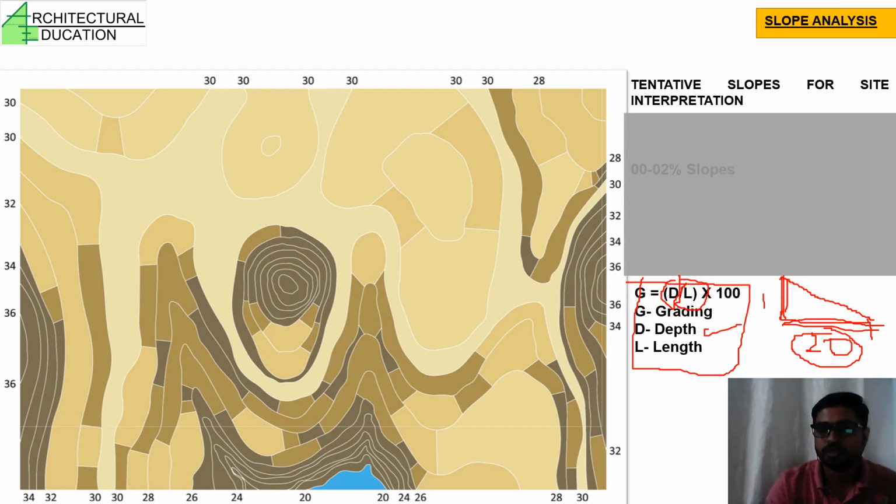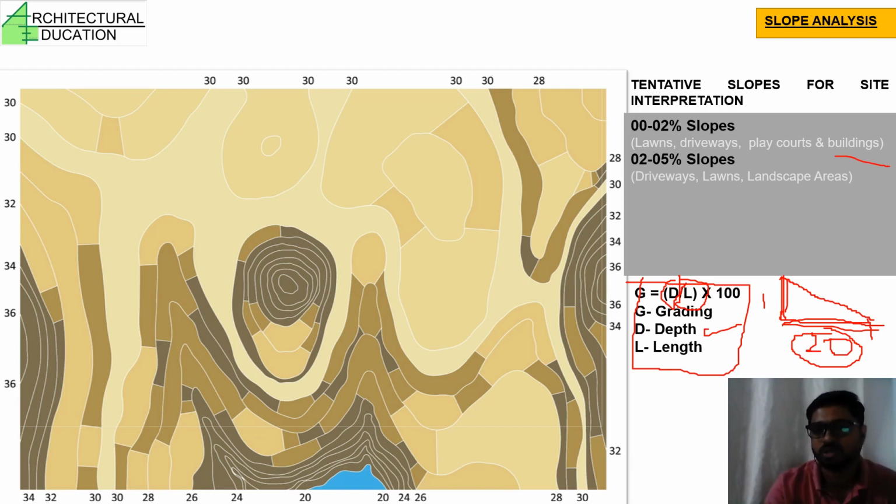On a broader aspect, from 0 to 2%, it is generally understood that most areas are not exactly zero level, but we generally presume it to be lesser than 2% slope, where we can provide lawn, driveways, play courts and buildings. Most of the things can be done over here. The complication slowly starts when we have 2 to 5%, where it will be slightly difficult for us to build the building. Now here comes a contradictory question. Can't we build a building at 5%? Yes, we can definitely build it, but it is not suitable for that land.